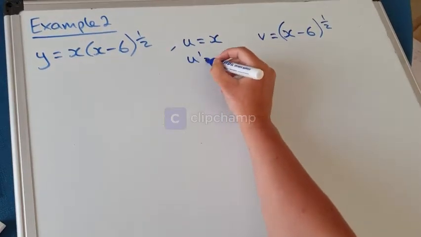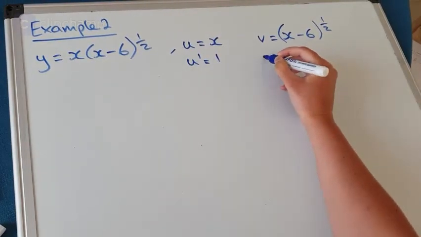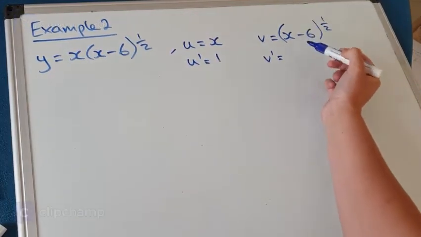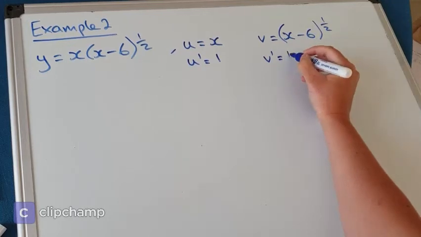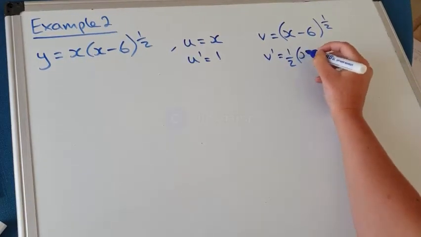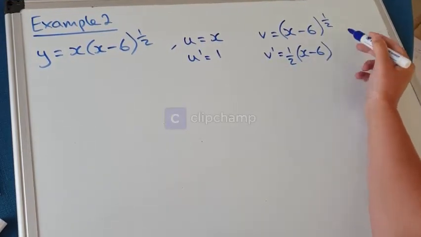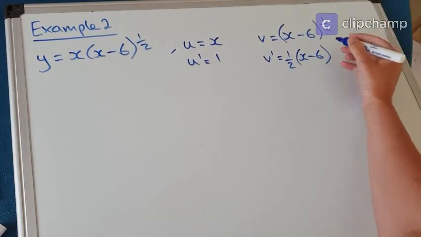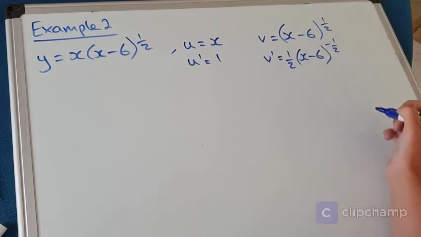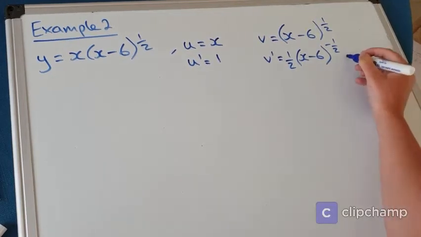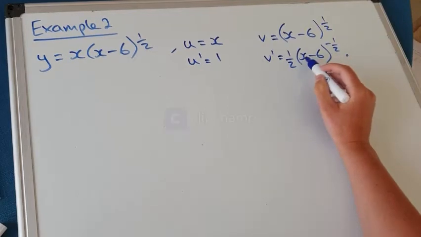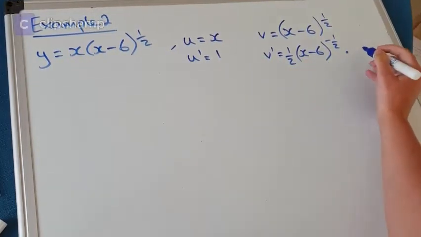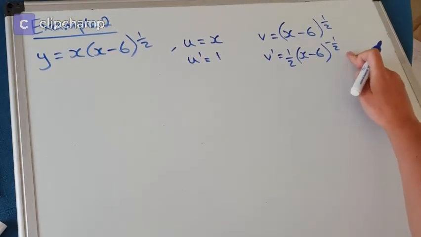This one's easy. u dashed is equal to 1. This one here, a wee bit more complicated. So we're going to apply the chain rule here. So I bring the half to the front. I'll leave the x minus 6 as it is, and I subtract 1 from the power. Now a half take away 1 takes us down to minus a half. I would also times by the derivative of this, which is 1, but that's not really going to make a difference, so I'm just going to leave that.